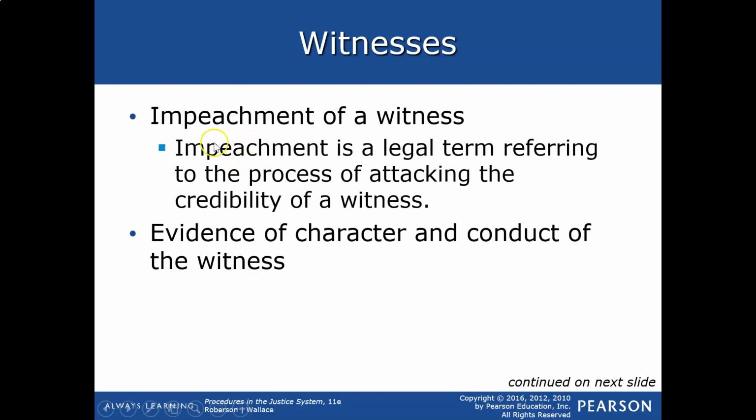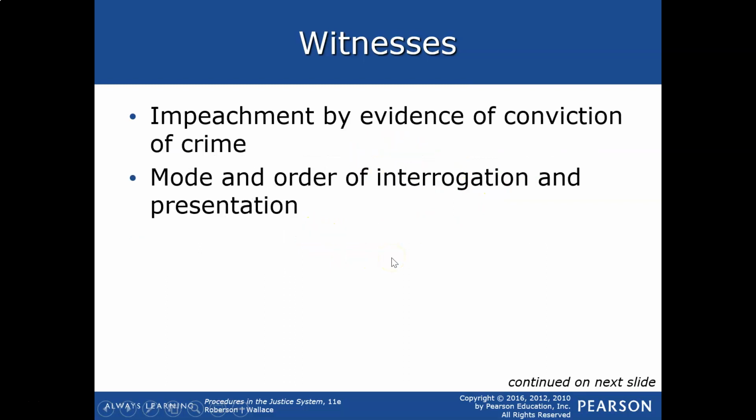Witnesses can be impeached, or basically found to be lying. Their credibility can be attacked later. They can be convicted.